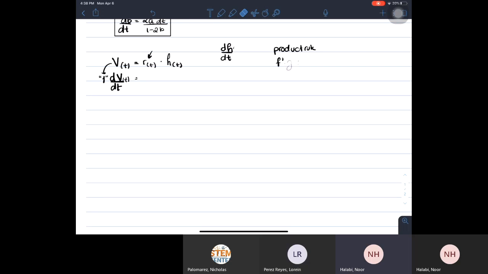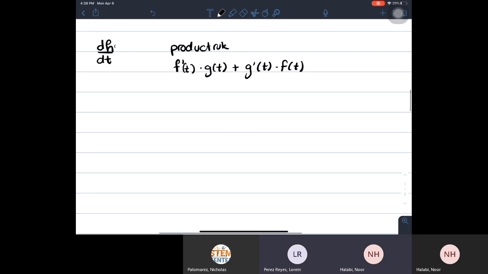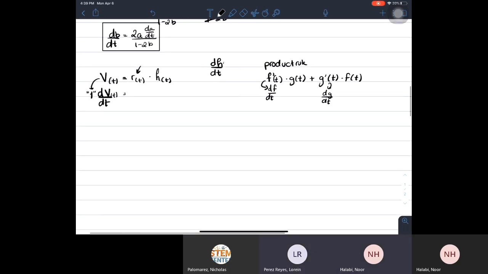So what variable do you want to put them as? Let's just say f of x. Or t actually, because we're using t anyway here. So basically, it's going to be f prime of t times g of t plus g prime of t times f of t. Yep. Okay, let's remember something. When we have f prime, isn't that just df over dt? And g prime is dg over dt, right?